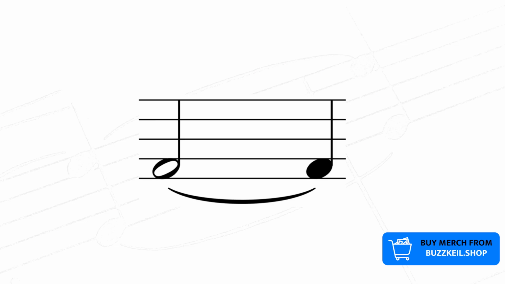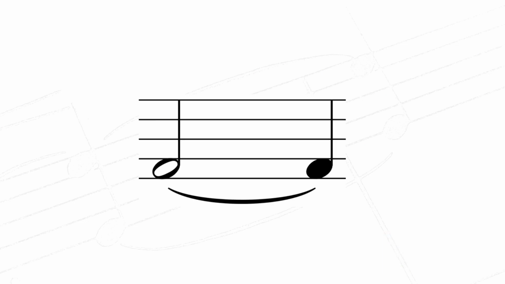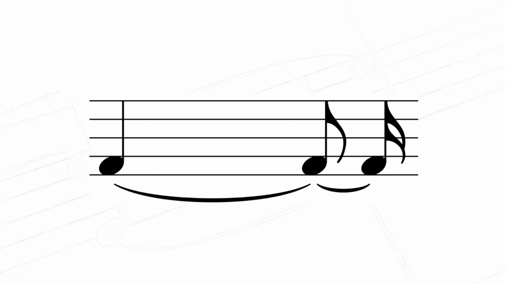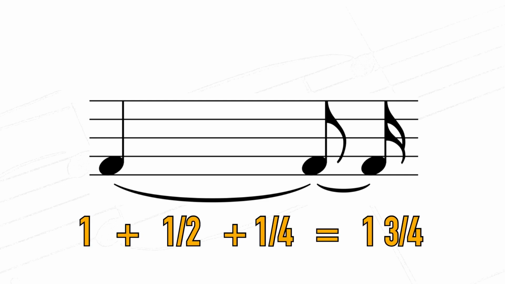Here is a minim tied to a crotchet. A minim is worth 2 beats, and a crotchet is worth 1. If we add them together, these tied notes equal 3 beats. Here is a crotchet tied to a quaver tied to a semiquaver. If we add them together, we get 1 3/4 of a beat.